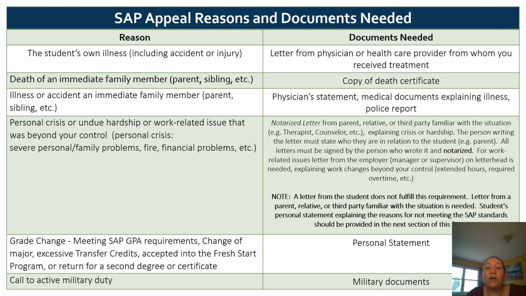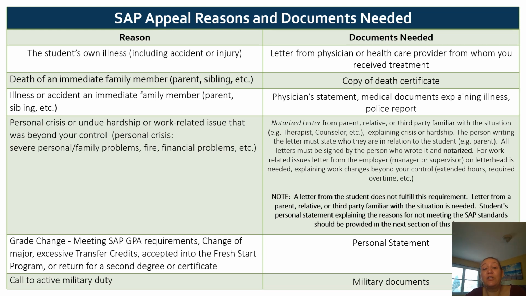Personal crisis or undue hardship or work-related issue that was beyond your control. So listen, a personal crisis, severe personal family problems, this includes mental health issues, fire, financial problems, etc., being robbed, if there was a natural disaster, whatever the case may be. This is anything that occurred in your personal life that caused you to have an undue hardship. That made it very hard for you to do what you needed to do for school, basically.